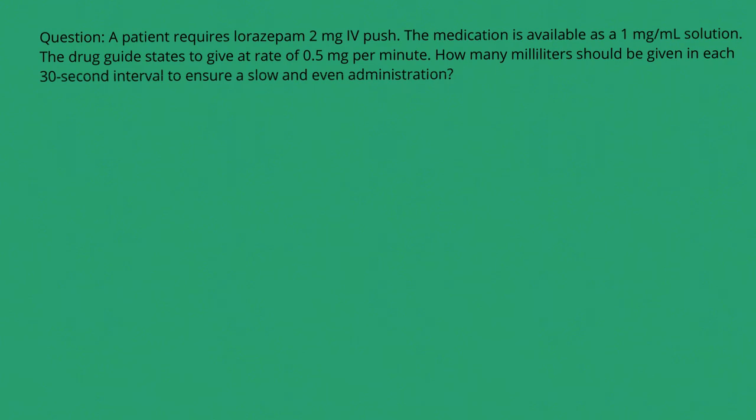For step 1, we are finding our total volume that will be drawn up in a syringe. We need our order, which is 2 milligrams, and our available solution, which is 1 milligram per milliliter. Again, back to our syringe and what we're drawing up in it. So order is 2 milligrams, that's the dose.